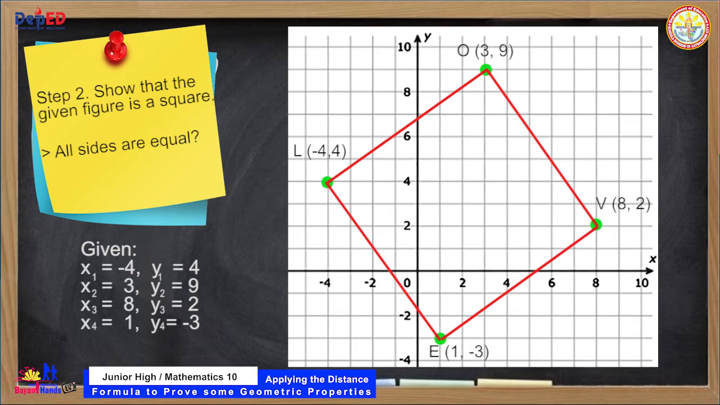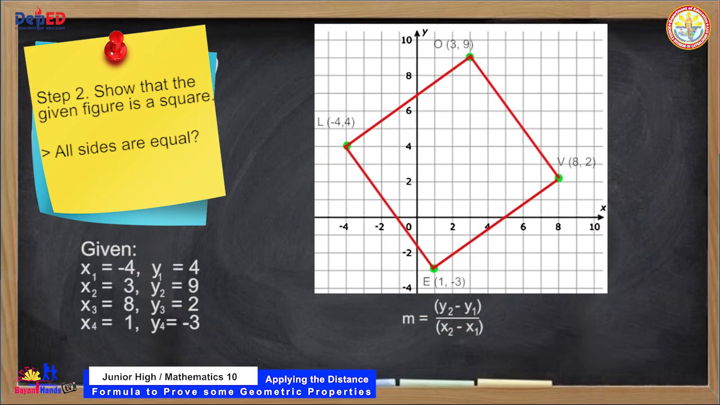To do that, we will use the formula for slope. That is, m is equal to y sub 2 minus y sub 1 over x sub 2 minus x sub 1. From this, we will test if each consecutive sides are perpendicular, and we will prove that angle L, angle O, angle V, and angle E are right angles.